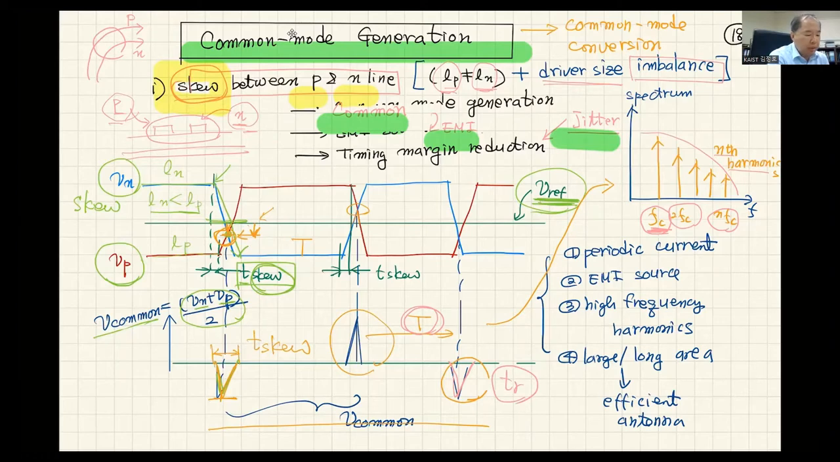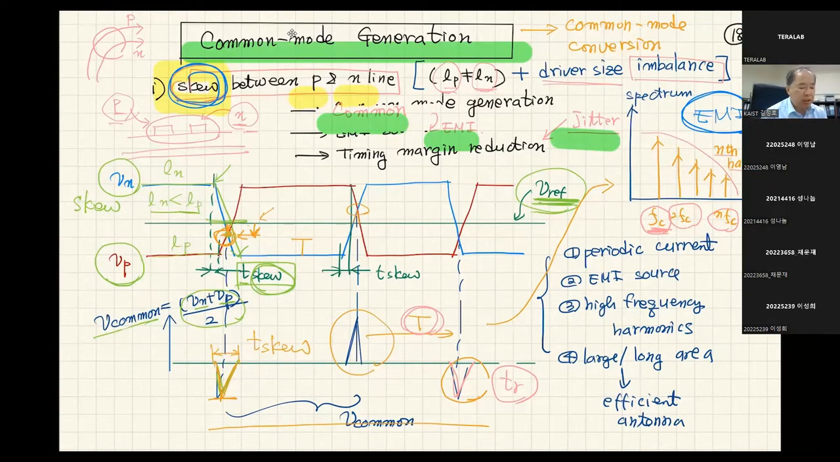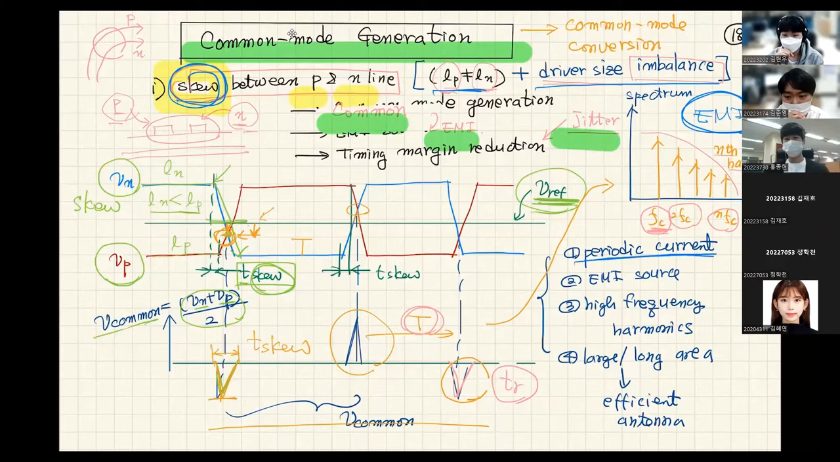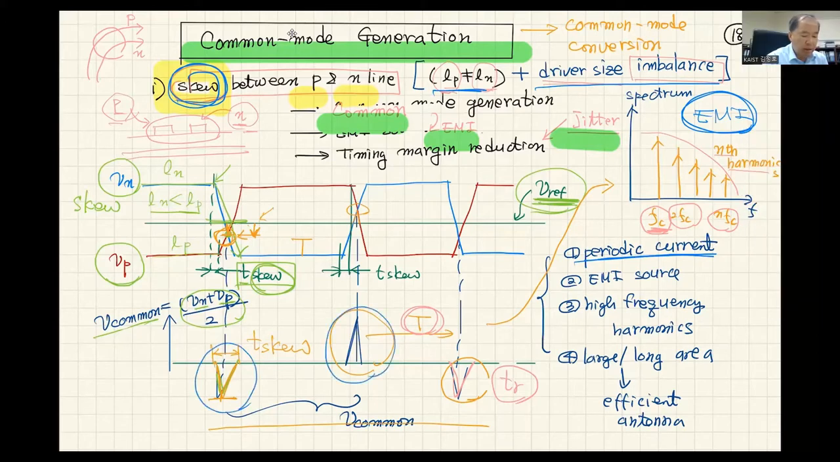So once again, I would like to summarize this page by saying that if you have a skew, you're going to generate an EMI spectrum. Even though you want to take advantage of differential signaling, that is good for suppressing EMI, if there is any skew between the P line and N line, intentionally or unintentionally, if you have a skew or driver size imbalance, you will generate a periodic current. And if you have larger skew, you may have a higher periodic current. And this periodic current will be a source of EMI.